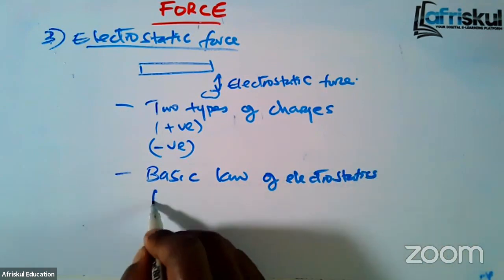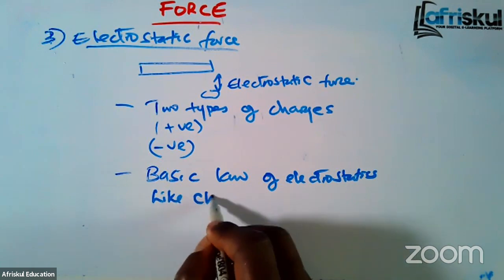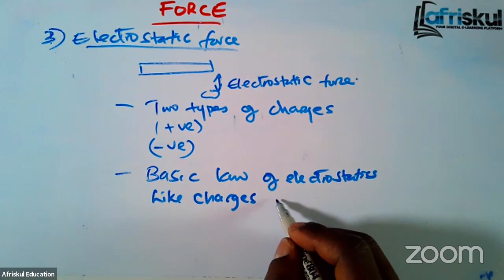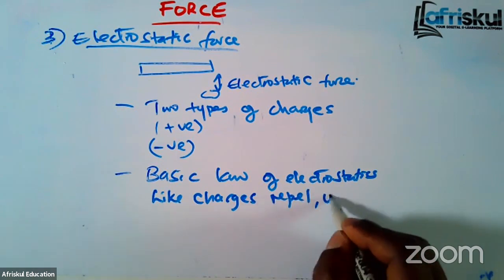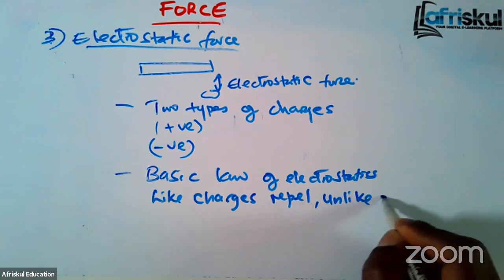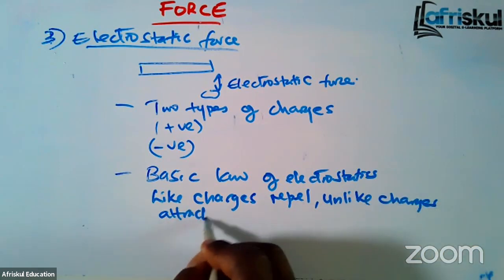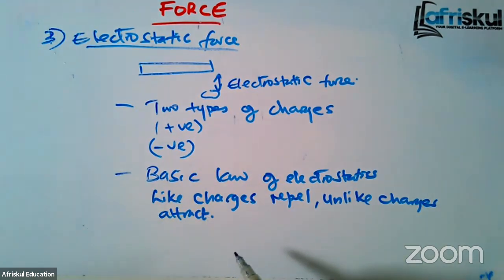which states that like charges, not poles. Poles is when you're dealing with magnetism. Like charges repel, and unlike charges attract. But as I said, this is a topic that will be dealt with in very fine detail, very deep detail, because it's a topic on its own in physics Form 1.